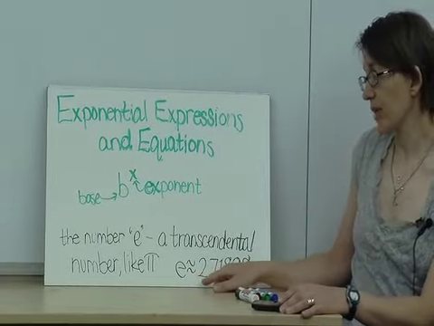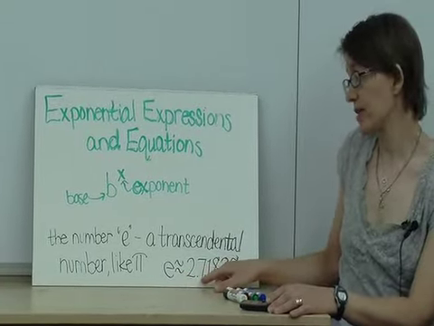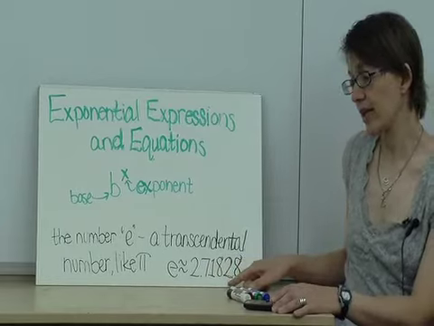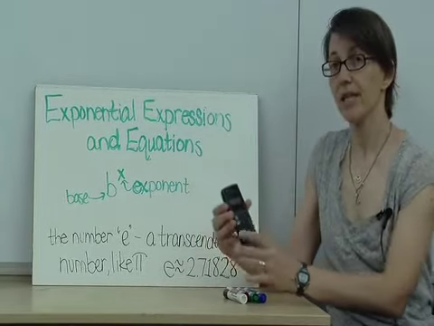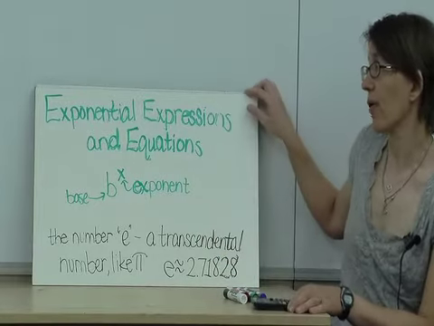e is approximately equal to 2.71828, and it's a special button on your calculator. You'll see a button that says e to the x power.